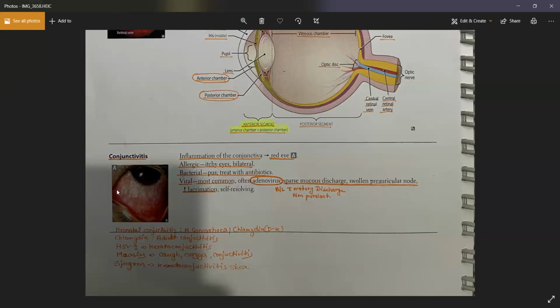Leptospira is another cause. It causes symptoms like conjunctivitis, but without any pain, without any itching, without any discharge, right? It's just a redness in the eye without any other symptom.